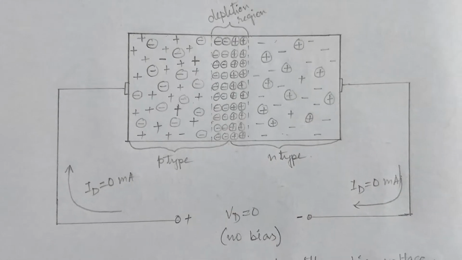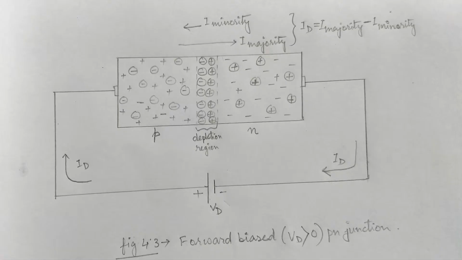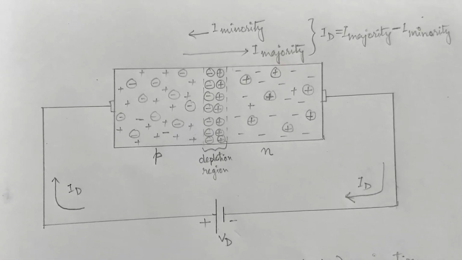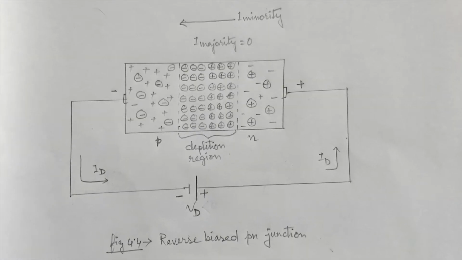When there is no bias or zero bias, that is, VD equal to 0. Forward bias, or VD greater than 0. Third is reverse bias, or VD less than 0.